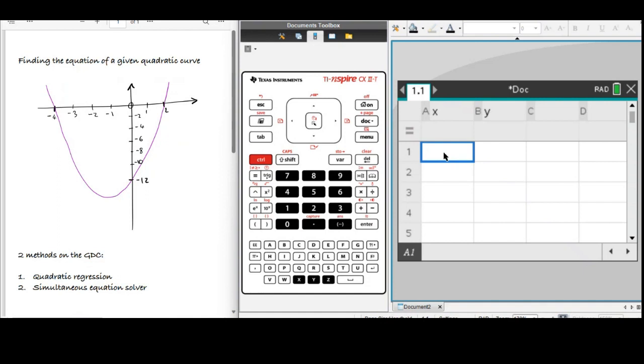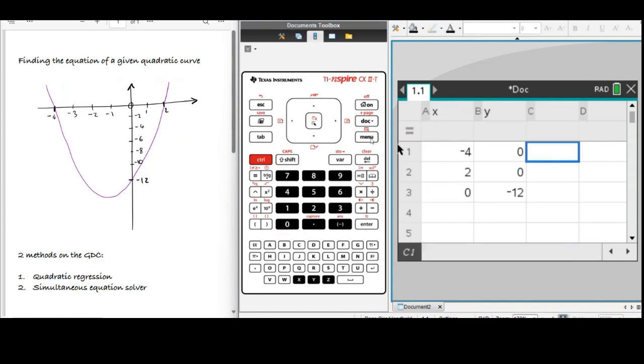So my x value, I've got -4 and 0. I've got 2 and 0. And then I had -12 is my y value. Be careful to get these the right way round. And my x value at -12 is 0.